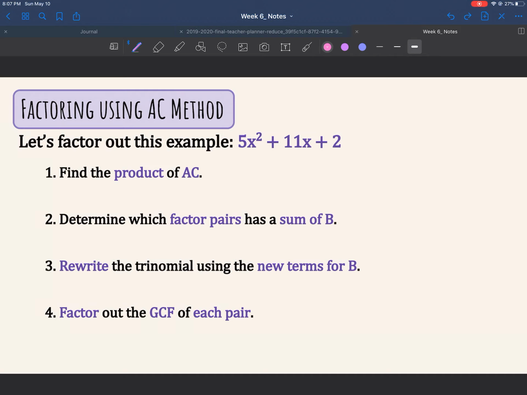So the first step says find the product of AC. So I know that product means multiplication, and AC. So if I'm thinking about my form, this is ax squared plus bx plus c. So AC must be my terms here.